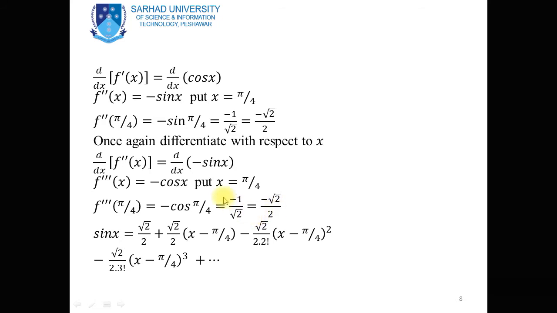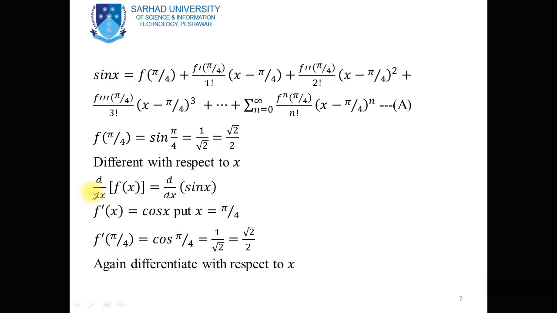Now dear students, you see over here, this is the function value at x equals pi by 4, and this is the first order derivative of the function at x equals pi by 4. This is the second order derivative value at x equals pi by 4, and this is the third order derivative at x equals pi by 4, and so on. We need all these terms. The first term is the function value at x equals pi by 4.